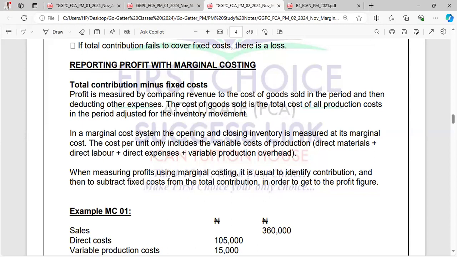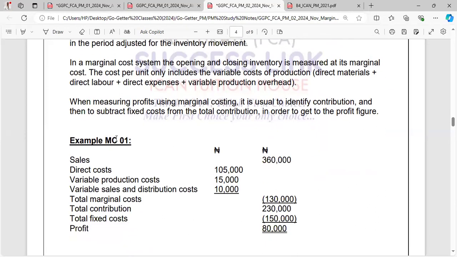The cost of goods sold is the total cost of all production costs in the period adjusted for the inventory movement. What they mean by inventory movement is opening stock and closing stock. In a marginal costing system, the opening stock and closing stock are measured at marginal cost. The cost per unit only includes variable cost of production, which are direct costs, direct expenses, and variable overhead. We're going to see that as we walk along.